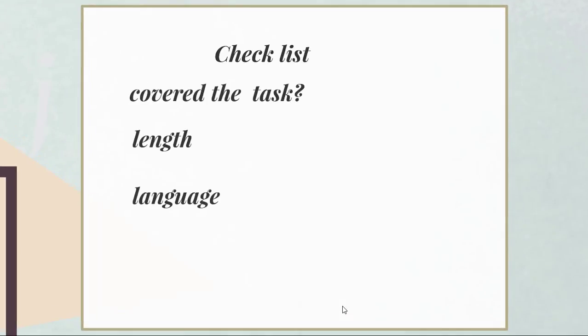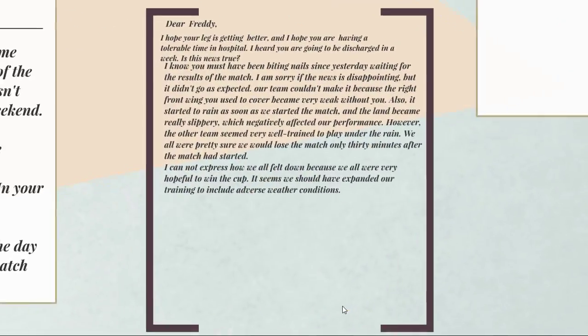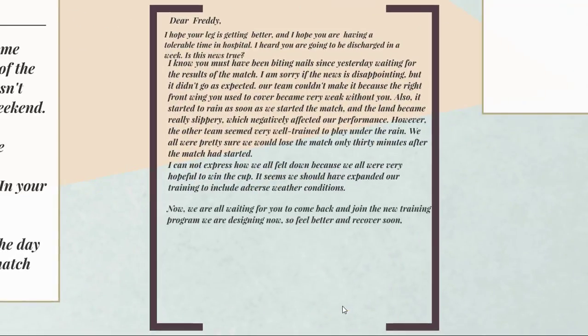Okay. And then language. In language, you check grammar. You check spelling. You check punctuation. You check everything related to language. Okay. So here in this piece of writing, all these items are okay. However, one more thing you need to know in the IELTS test is that you need to have a variety of language. For example, do not use the same words again and again.